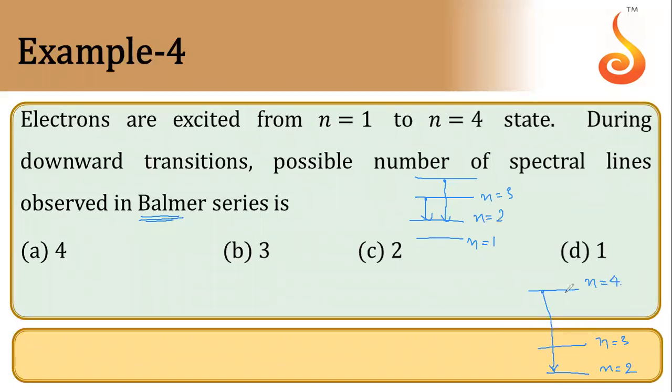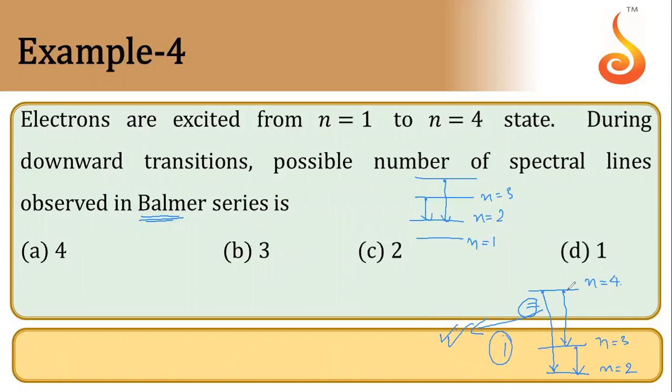One more possibility is that instead of directly going from 4 to 2, the electron goes from 4 to 3 first, then from 3 to 2. So there are 3 possibilities, or you can say a total of 3 radiations will occur. But for the Balmer series, the electron has to directly reach the second orbit. So here the electron is directly moving from 4 to the second orbit, so a spectral line will be observed for the Balmer series. That is the first one.